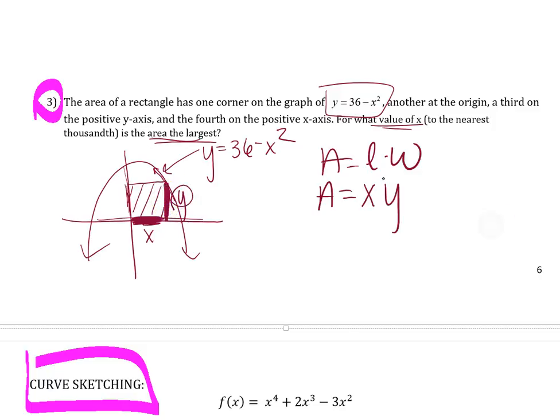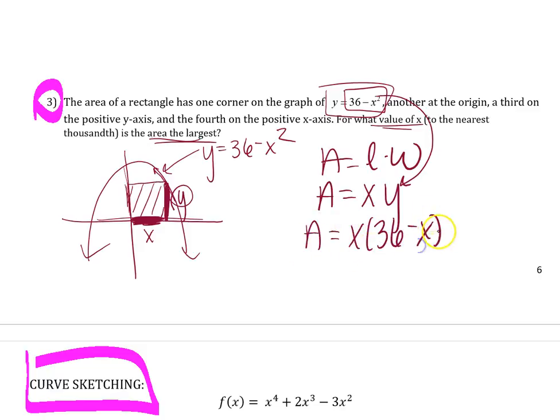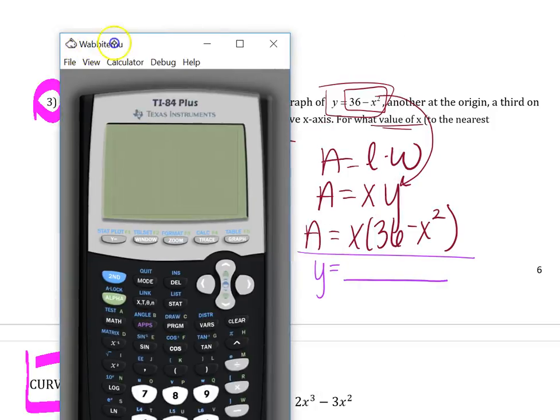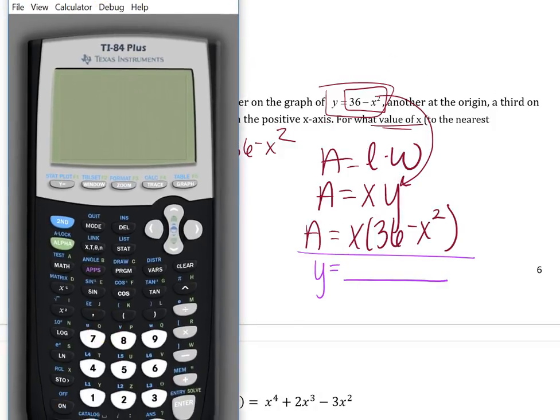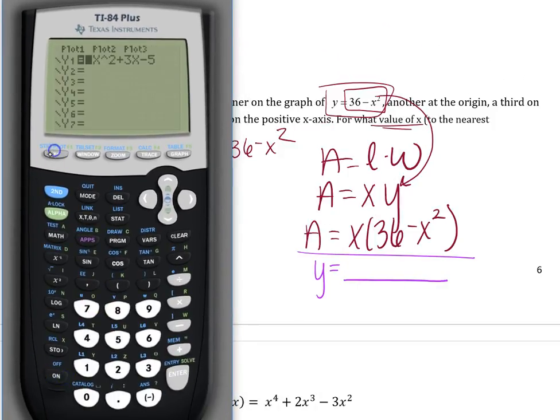What's y though? Y is 36 minus x squared, because that corner of the rectangle is always on the parabola. When I want to find the maximum x value, I'm going to plug this into my y equals in my calculator. So I've got x times 36 minus x squared.